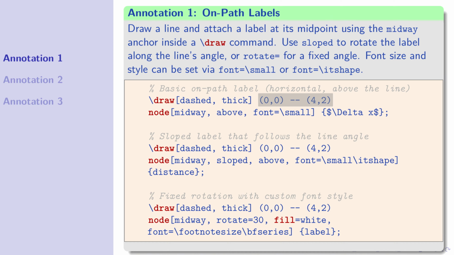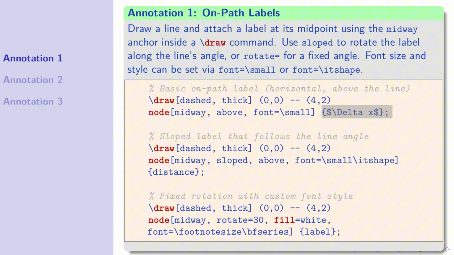Then, directly after that definition, you place the annotation with the node command. You can use options like midway to position it right in the center, or pos to place it at a specific location along the line. You can also control things like font, color, or whether it appears above or below the guideline. And inside the brackets, you simply write the text you want to display.